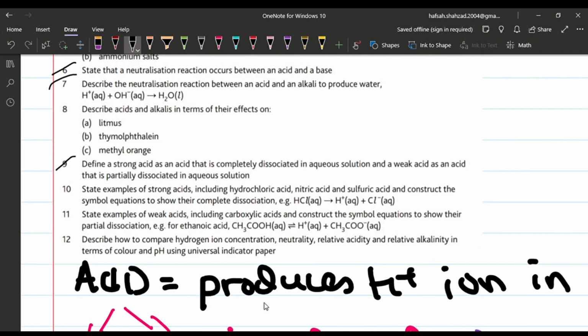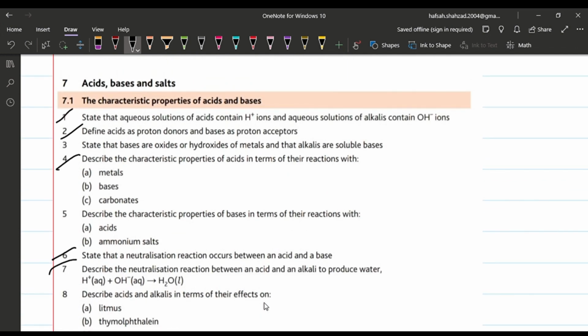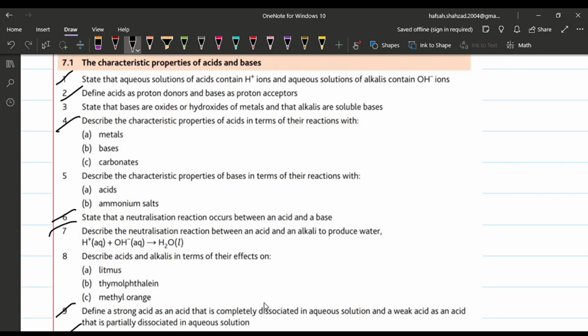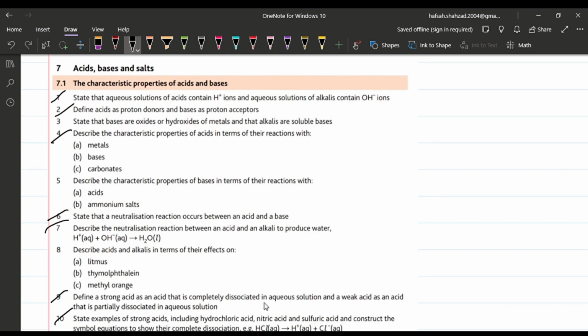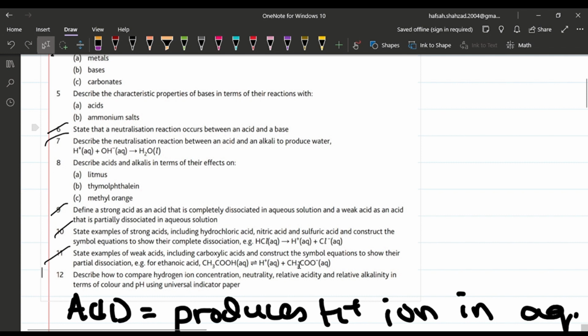9 is done. So is 10. This 11 as well is done. Relative acidity in terms of color and pH. So we are left with 3 and 5 for bases. Now 3 and 5 deal with bases, and 8 and the last point, 12, deal with the indicators that we'll be talking about in a few minutes after bases.